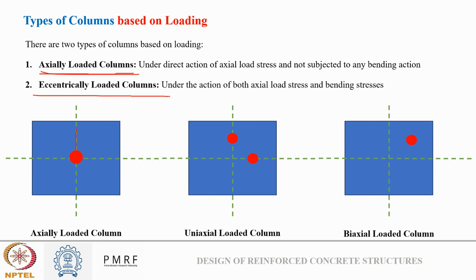Another case is eccentrically loaded columns. So what are eccentrically loaded columns? When the axial load acting on the column is not directly at the center of the column, it is at some distance away, either on the central axis or somewhere else. In these cases, there is both axial load stress and bending stress in the column. So in this way, we classify columns into two categories. First is the axially loaded column, and second is the eccentrically loaded column, in which there can be two things: uniaxially loaded columns and biaxially loaded columns. Okay, so these are the three major categories when we talk about loading conditions.